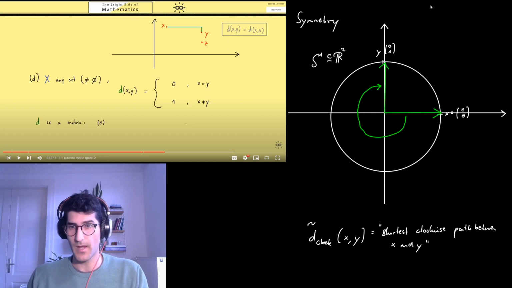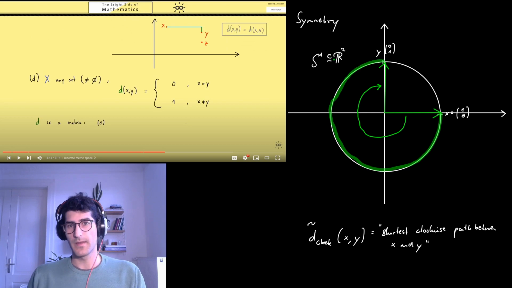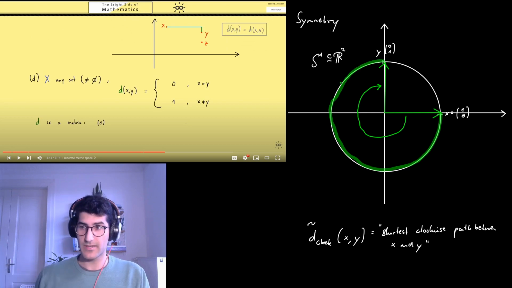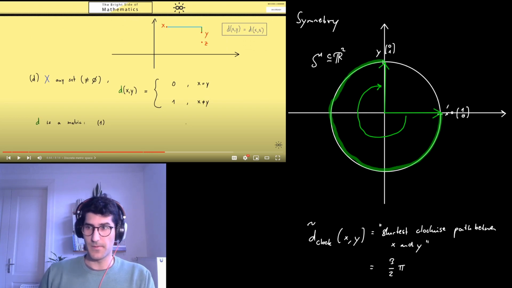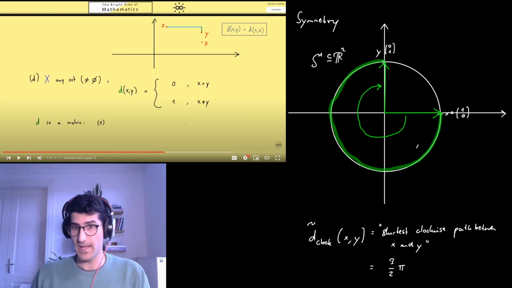Of course, our pointer runs along this path here. Our set is the unit circle, so we can calculate the arc length of it. In our example, x and y, the distance of the shortest clockwise path between x and y would be 3/2 pi. The full length of the circle's circumference would be 2 pi, but we only use 75% of it. So it's 3/2 pi.